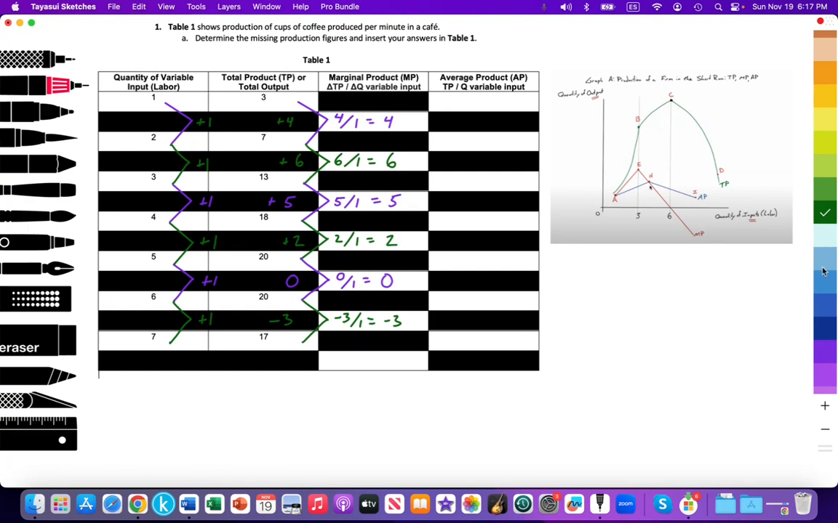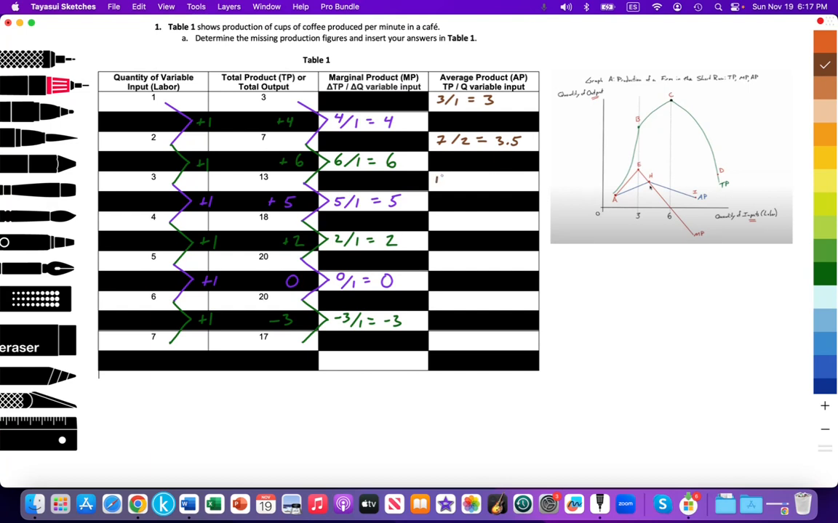Now let's look at the average product. Average product is total product divided by the quantity of variable input. So total product is 3, divided by the quantity of input, which is 1, and that is 3. So on average, this person is producing 3 cups of coffee per minute. Here we take the total product of 7, divided by 2 workers now, and we get 3.5. So each worker on average is producing 3.5 cups of coffee per minute.